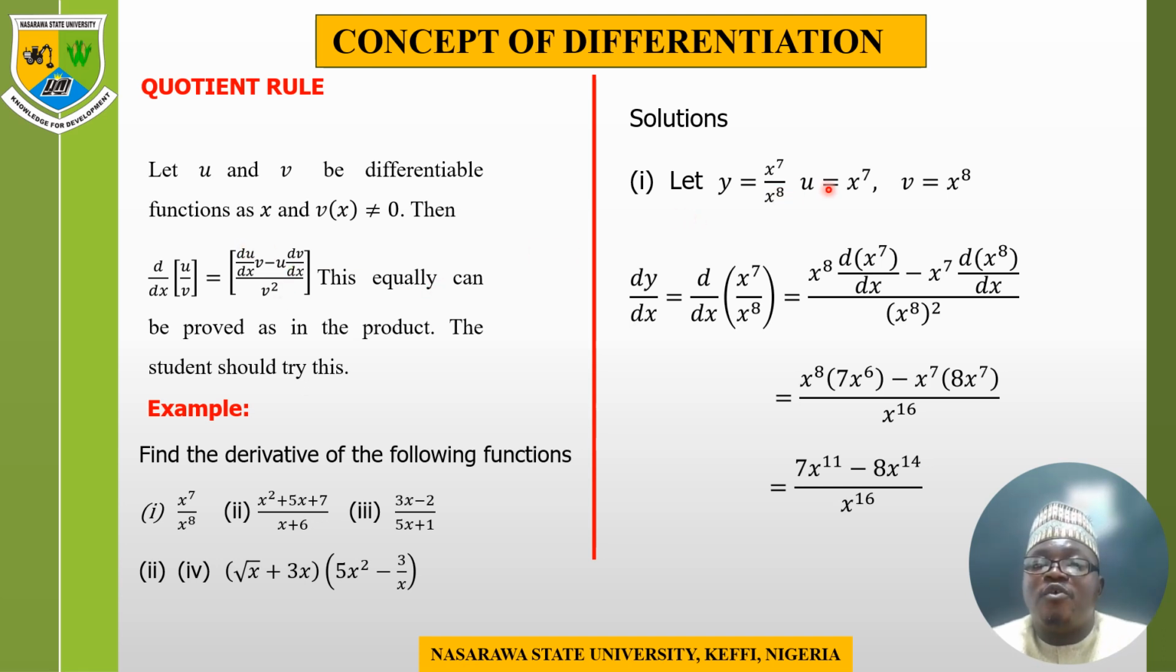Then look at our u, identified from the top. If you compare it with this here, this is our v. Then when you differentiate u with respect to x, the power here is 7, the coefficient is 1. 1 times 7 is 7. Then we minus 1, we have 6. Then for v, the coefficient of x is 1, the power of x is 8. 8 times 1 gives 8, and 8 minus 1 gives 7.